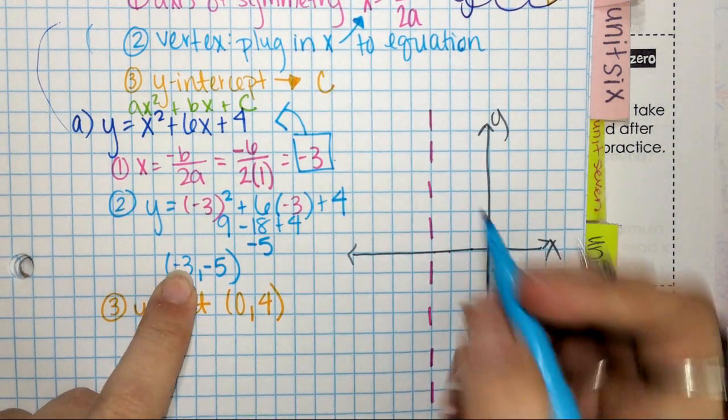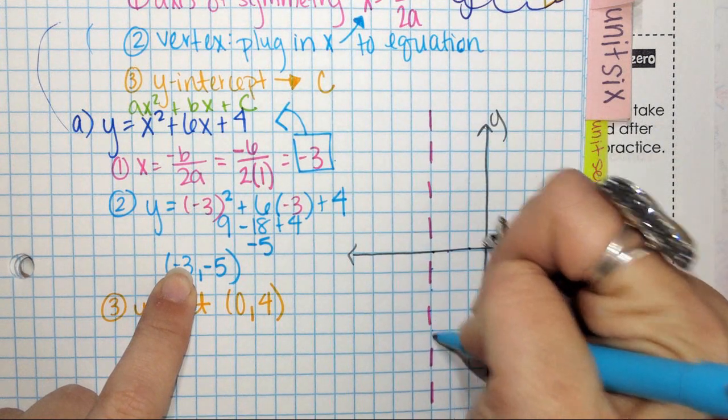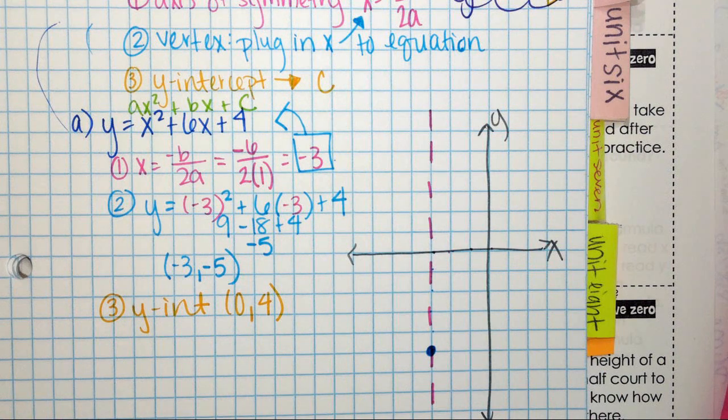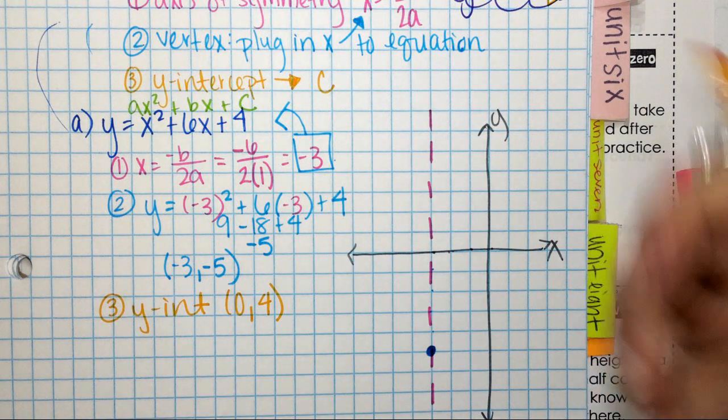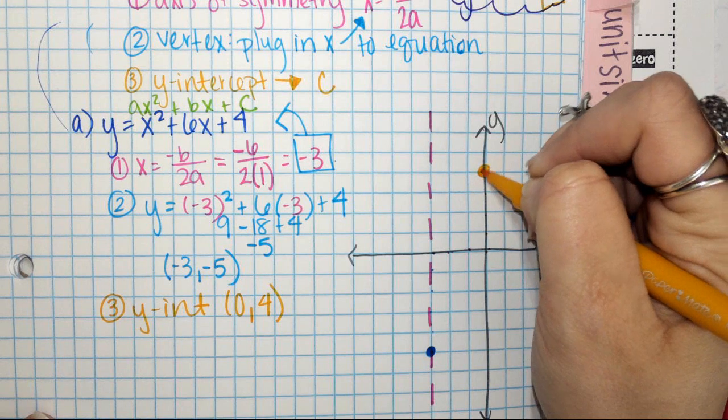Alright, so now we're going to plot our vertex. So we go left 1, 2, 3, down 1, 2, 3, 4, 5. Over 3, left. And then what's the last thing we plot? 0, 4. So I go up 1, 2, 3, 4.